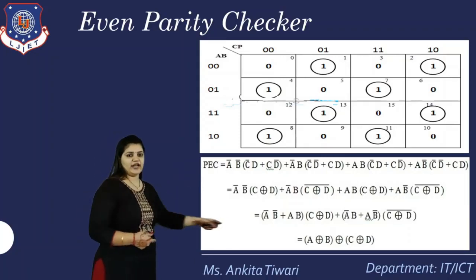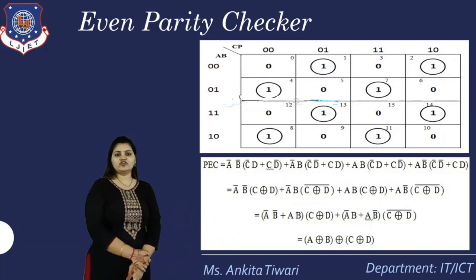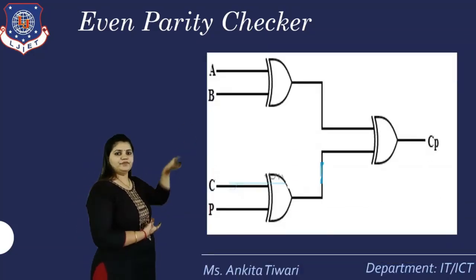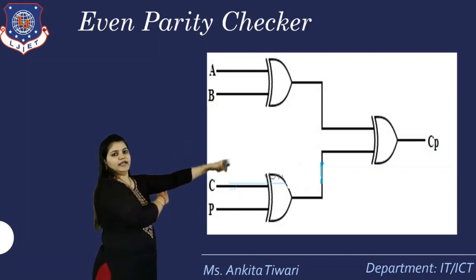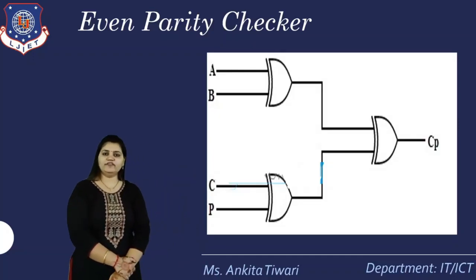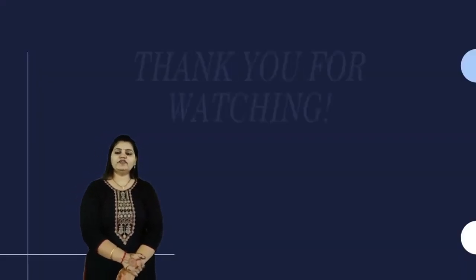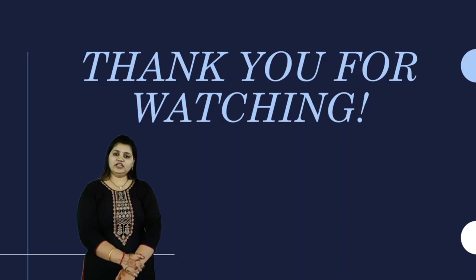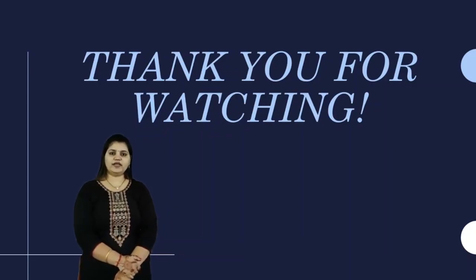So you will use XOR and get the answer as A XOR B XOR C XOR P. So here this is the circuit diagram. A XOR B, C XOR P, and we'll take it and put it in the XOR gate and we'll get the output. So this is what the even parity checker is. So here we have done the two possible conditions, that is, even parity for checking and even parity for generator. So parity checker and generator have been done under error correcting and detection codes. Thank you.